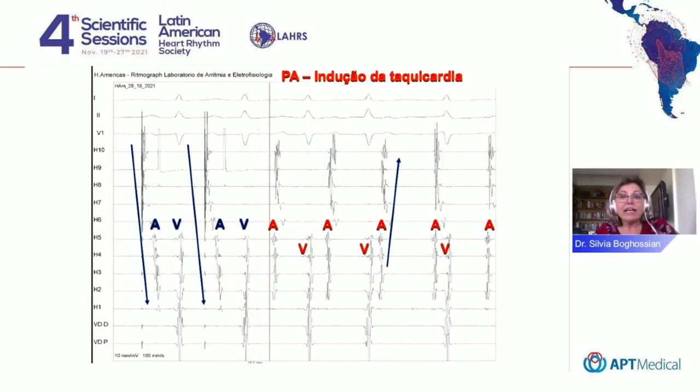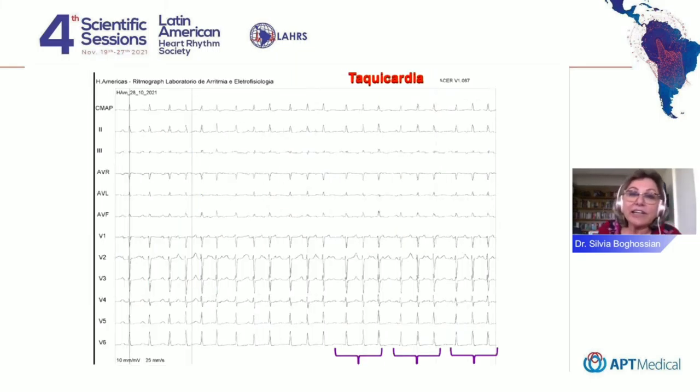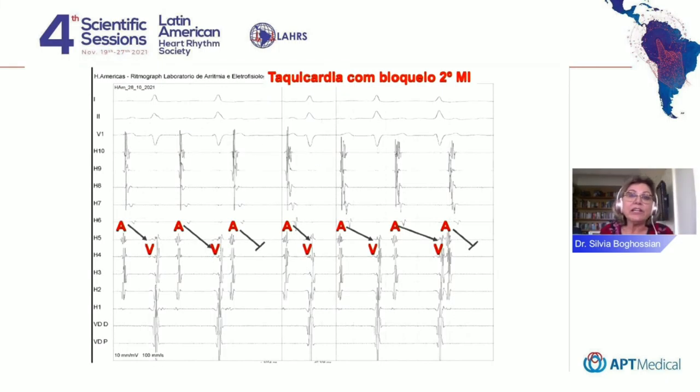Here is our tachycardia when we induced it. We have AV, and then the sequence of activation changes, VA and VA here. Here you can observe a Wenckebach pattern during tachycardia: second degree AV block, with a longer AV distance and then this A blocks. The EKG during tachycardia shows this irregularity, probably due to the second degree AV block. Here again, a longer AV and then the A blocks. During the tachycardia, the A interval was always the same.